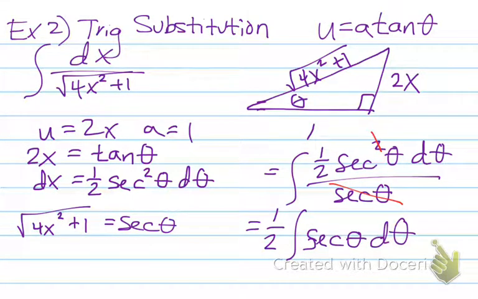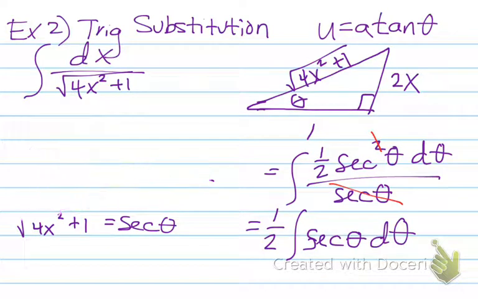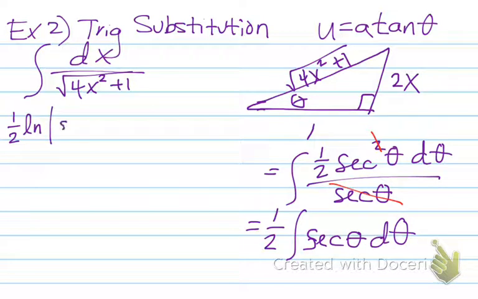So look back at your little handy-dandy integration chart, and the integral of secant of theta is, let me make some room over here. The integral of secant of theta is, well, take that 1/2 and keep it with us, the natural log of the absolute value of secant theta plus tangent theta plus c.